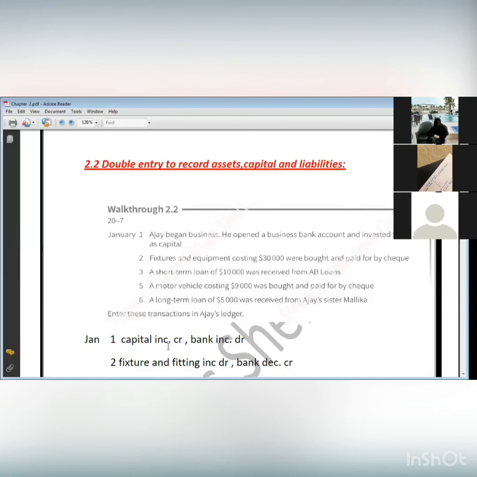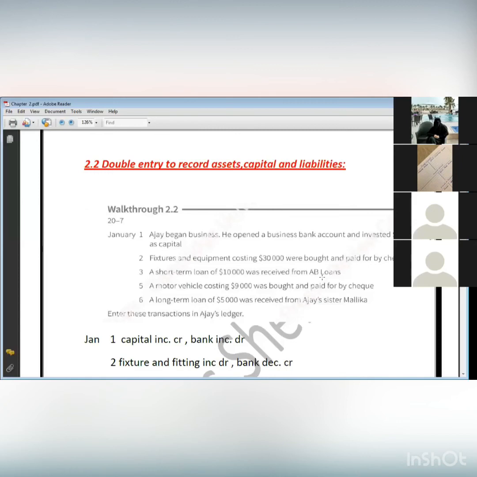Yes. Okay. Now, Zeina, a short-term loan of $10,000 was received from AB Loans. What are the two accounts that have been affected? Short-term loan from AB Loans. Short-term loan and AB Loans? Well, the short-term loan is the same as AB Loans. The name of the short-term loan is AB Loan. So I have AB Loan. Okay, AB Loan and bank.